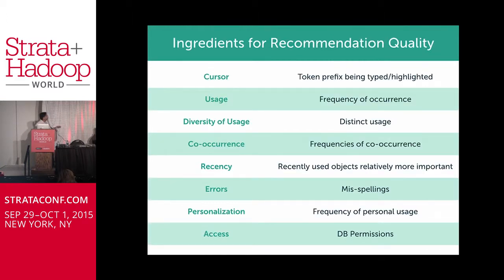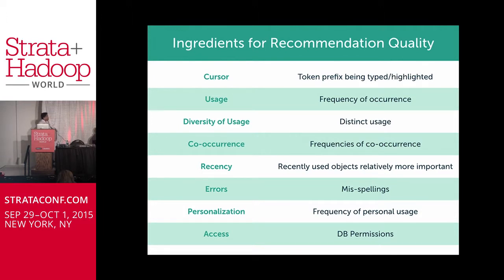So a bunch of other ingredients that are very important. Recency. How recently has this table been used? How recently has this computed column been used? Personalization. How often have I used this table or surrounding tables or related tables? That should determine the recommendation accuracy as well. Errors, that's interesting. As we type quickly, we tend to make certain errors in characters, these keystrokes. How does the recommendation engine recover from such keystroke errors and make the recommendation quality robust to those kinds of errors?